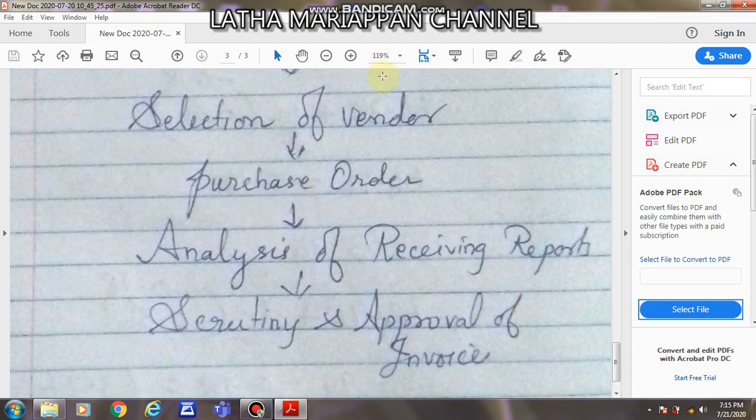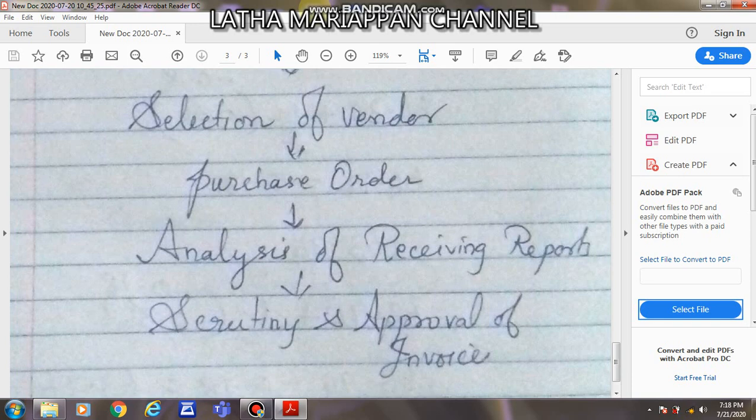The next one is scrutiny and approval of the invoice. This is the last step in the purchasing cycle. Once you have received your material from the vendor, the invoice you received from the supplier is sent to the purchasing department for verification with reference to the purchase order, the inspection report, and the receiving department's report.